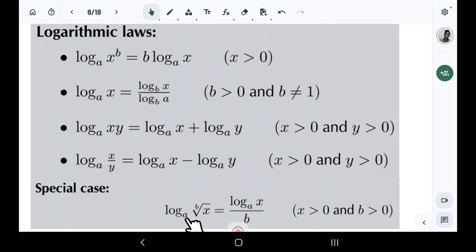Here is the relationship. The log of the b-th root of x to the base a simply equals the log of x to the base a, all over b. I can prove that. I can prove all of these laws.